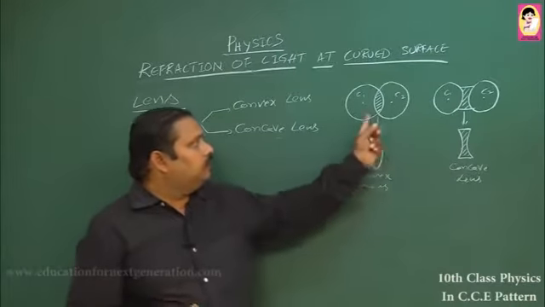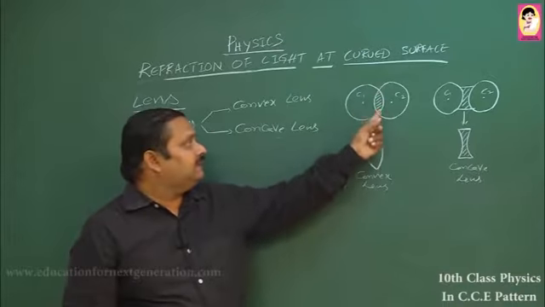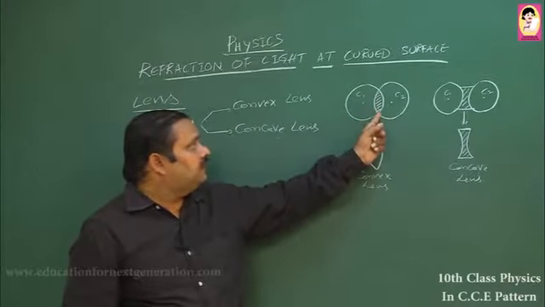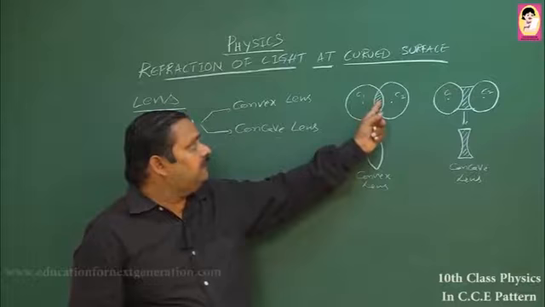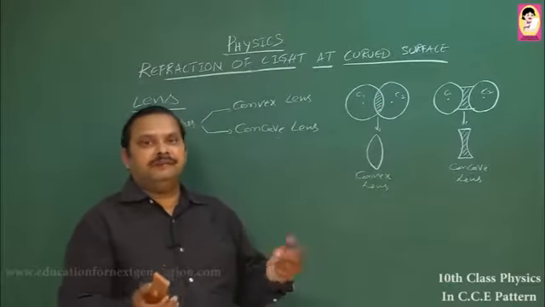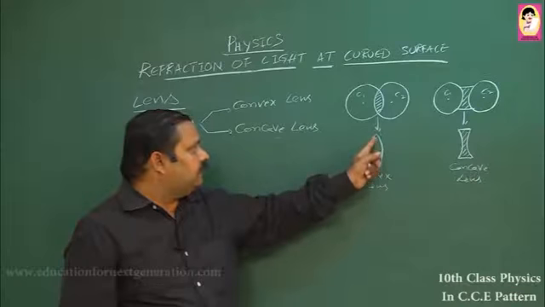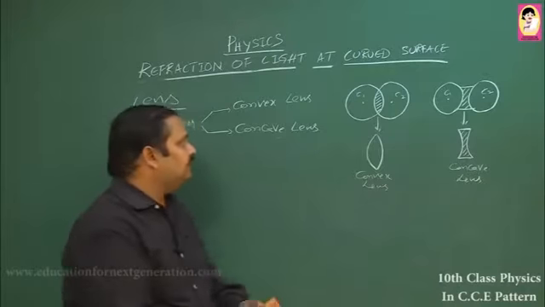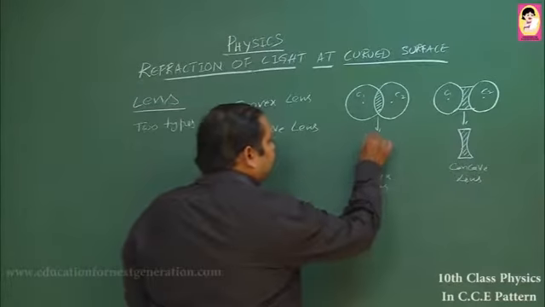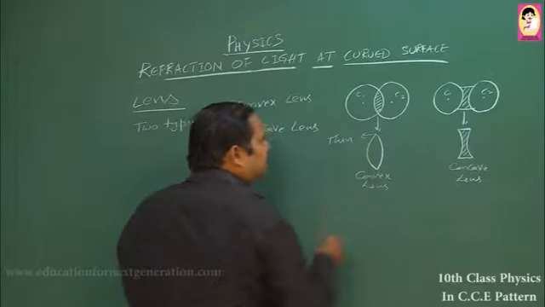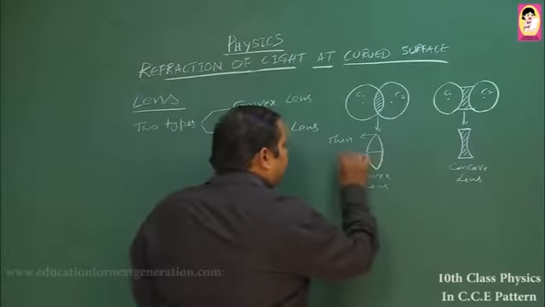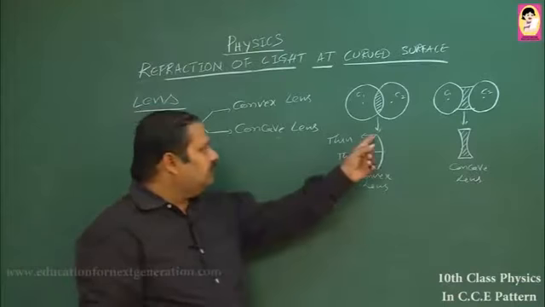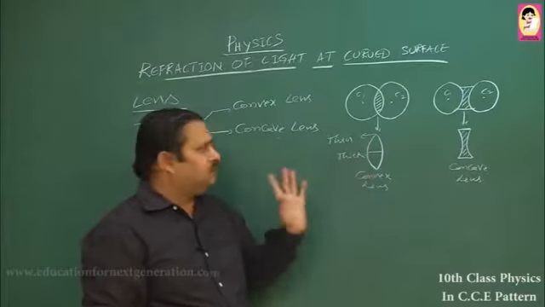Let us assume two hollow spheres intersect each other like this. Two hollow spheres with centers C1 and C2 intersect like this. Let us fill the intersected portion with any transparent material, and if you separate this portion, you will get the shape like this, and this is called a convex lens. So, a convex lens is thin at the edges and thick at its center.